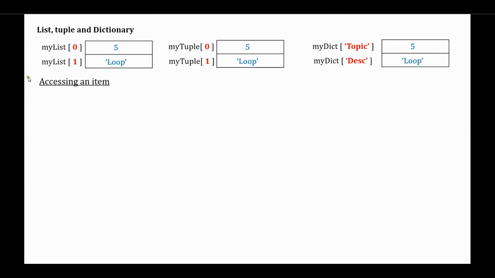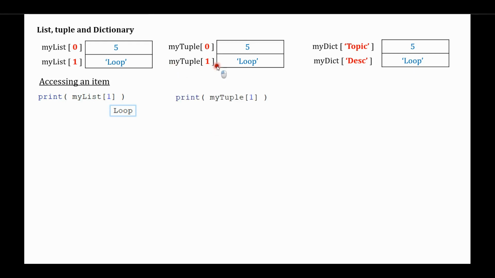Now let's look at how we access an item inside a list, tuple, and dictionary. So let's say we want to print out this element loop. We know it is stored in position 1. We just access it by the name of the list, square bracket with the position. And let's say you just access it to print the value, you'll find that loop is printed.